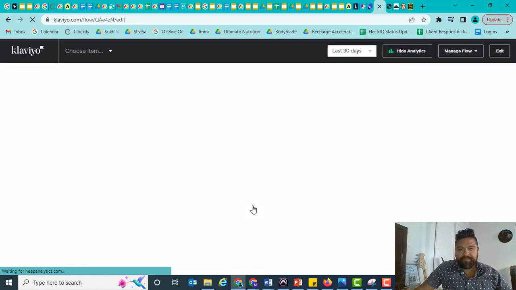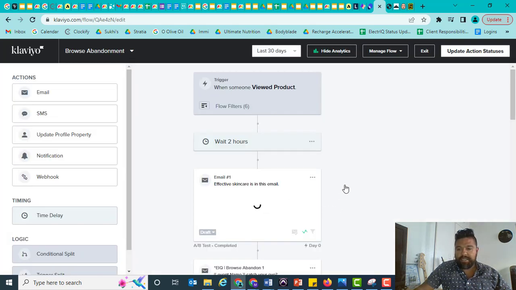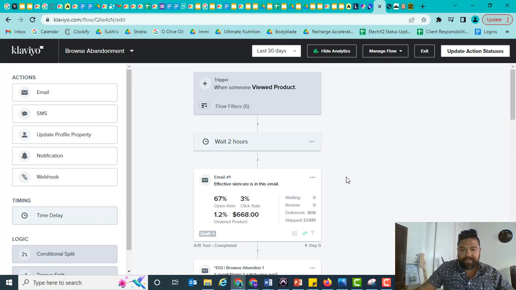In order for this flow to work, you need to make sure that you install a Klaviyo snippet code into your website. So your website is talking to Klaviyo in order for this particular flow to take place.